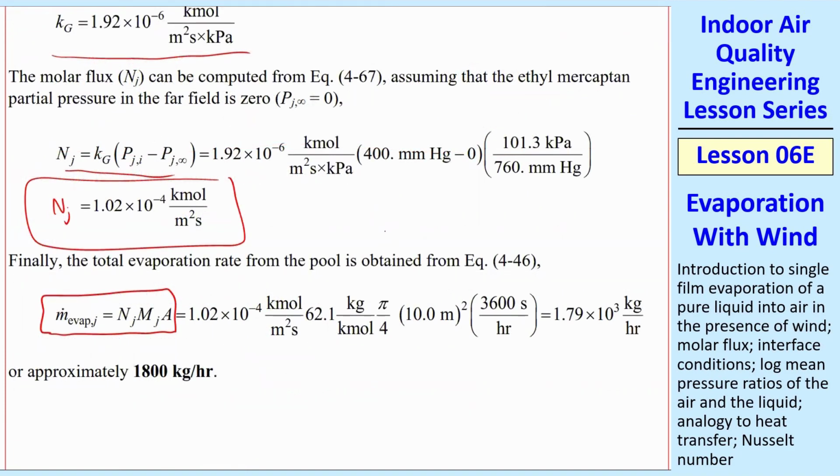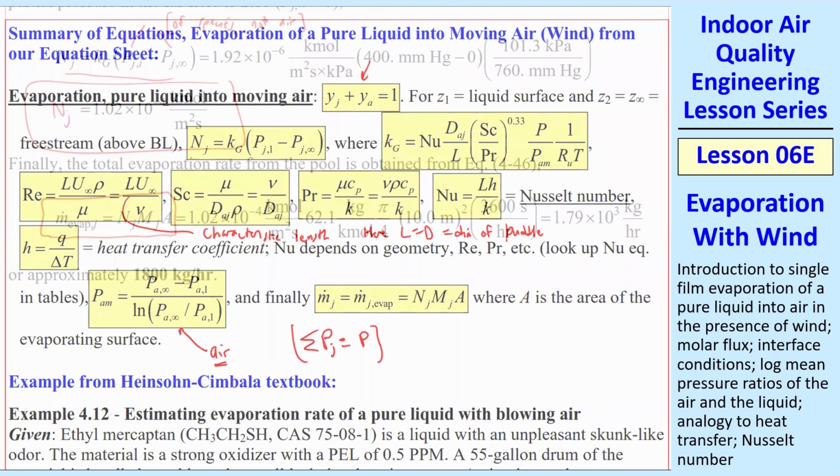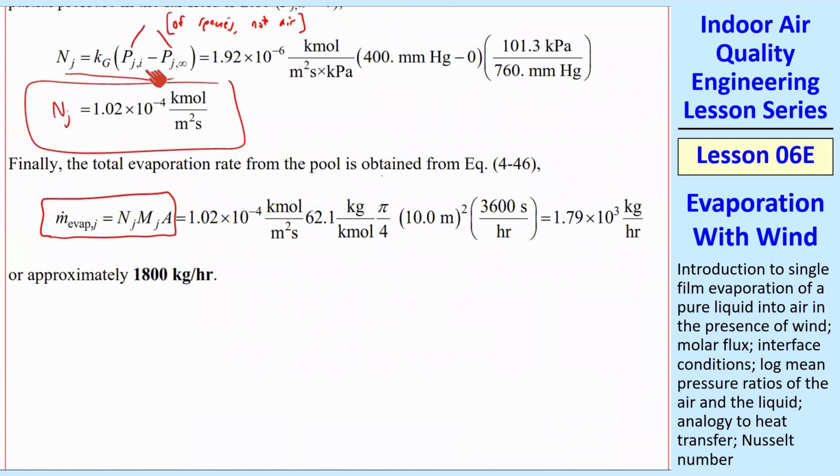Here's the part that's a little bit trickier. These PJs are of the species, not the air. So a common mistake that I've seen on exams and homework is you're used to dealing with PAs up here because you're doing this log mean partial pressure ratio up here in terms of the air. But then when you get to NJ, it's in terms of the species. So as long as you keep your variables straight, you shouldn't have a problem.